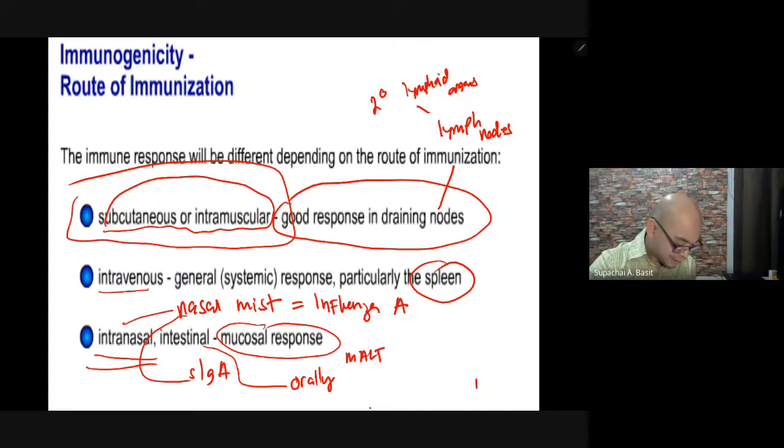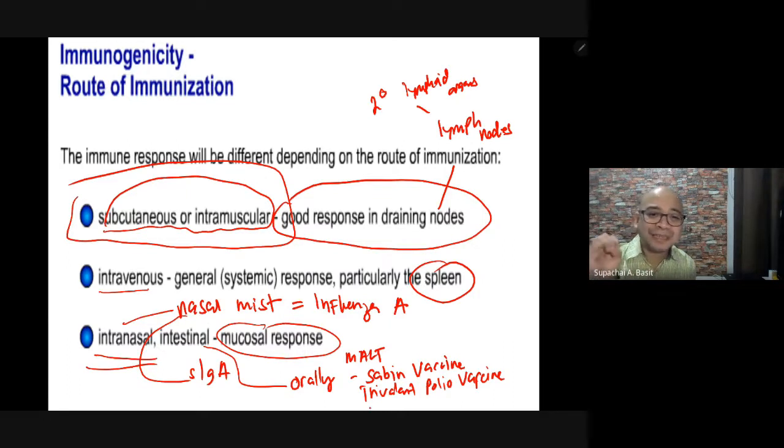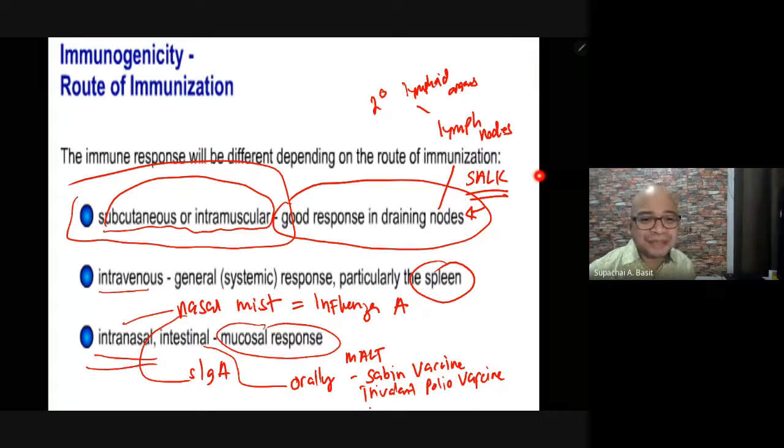A good example of that is the Sabin vaccine. The Sabin vaccine is given orally, and it is an example of the trivalent polio vaccine. I think you have already received it when you were born. There are two types of polio vaccine. The other one is Salk. The Salk vaccine is given intramuscularly, while the Sabin vaccine is given orally. So these are the different routes of immunization, and the route of immunization indeed would affect immunogenicity.